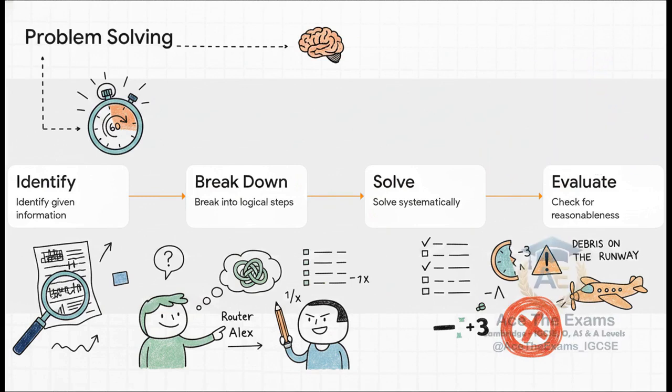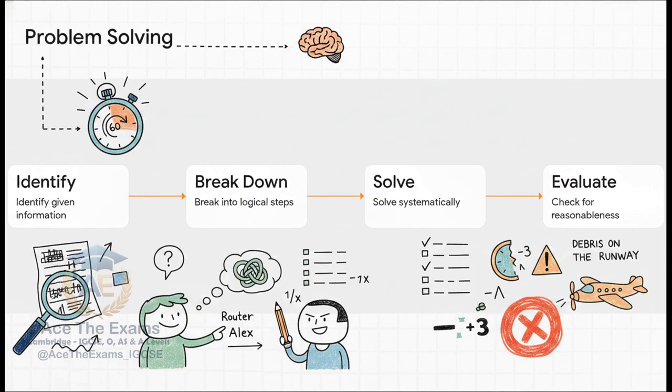Identify the given information. When you look at a complex text data map or a terrifying word problem, your first move is to isolate the primary trend variable. Is it an e to the x growth curve? Find it. Step 2. Break it into logical steps. Do not be Router Alex. Don't just stare at the paper in an infinite holding pattern. Write down your inverse relationship rule immediately upon identifying the function. Step 3. Solve systematically. We need crystal clear working out, line by sequential line.